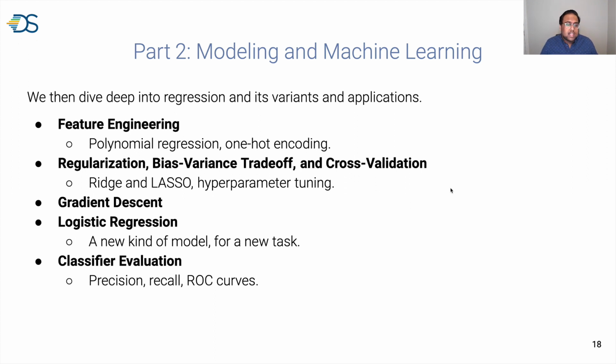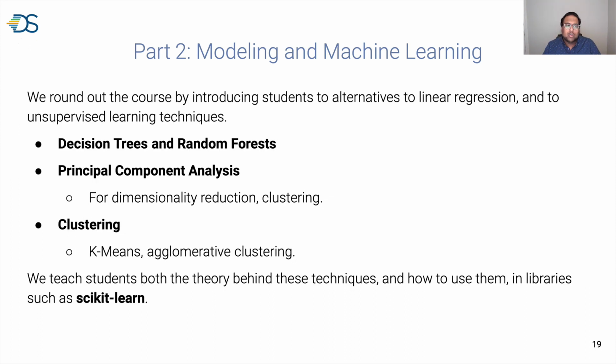We then step back from this idea of regression and introduce this idea of classification, where we now want to predict a 1 or a 0, and we talk about how we can adapt our linear regression model for doing that, and that, of course, is logistic regression. We wrap up the course by introducing students to decision trees and random forests, which we present as being an alternative technique for both regression and classification, and we also introduce students to a few ideas in unsupervised machine learning, such as principal component analysis and clustering.